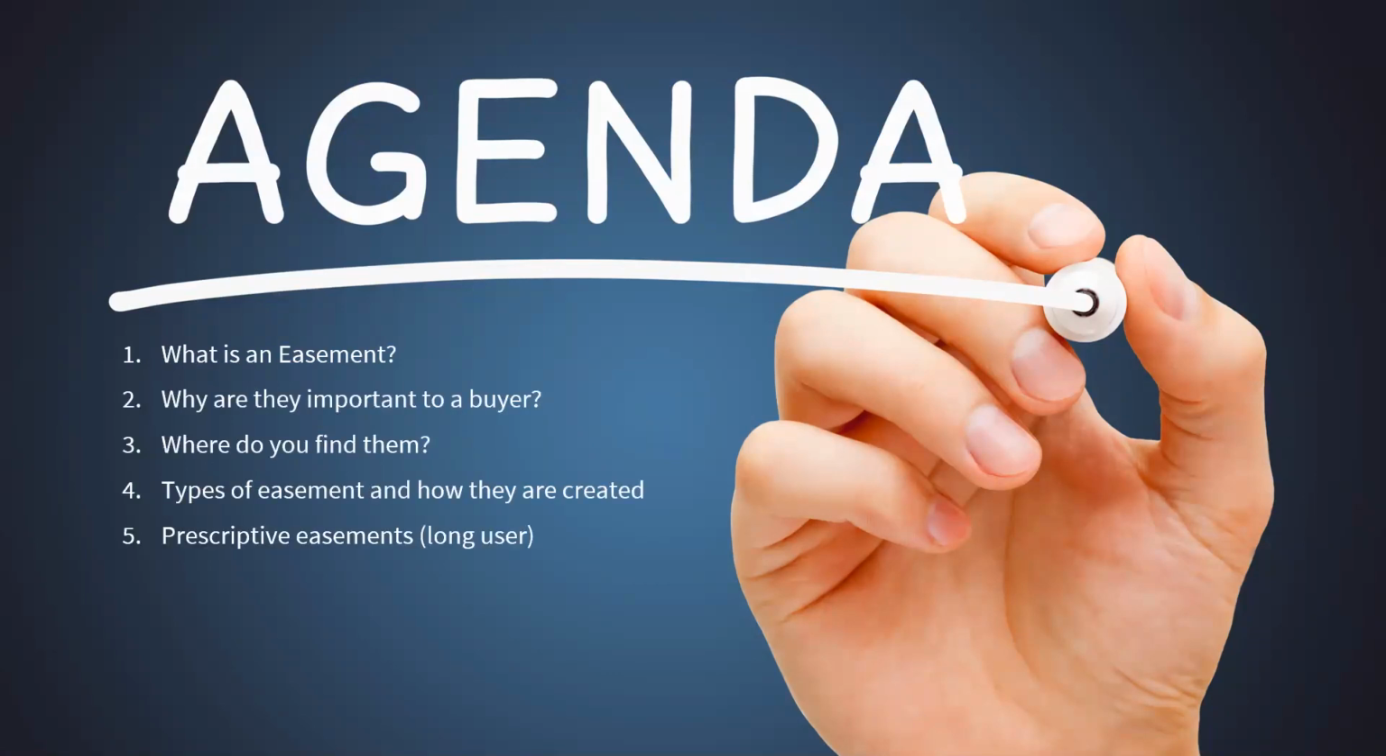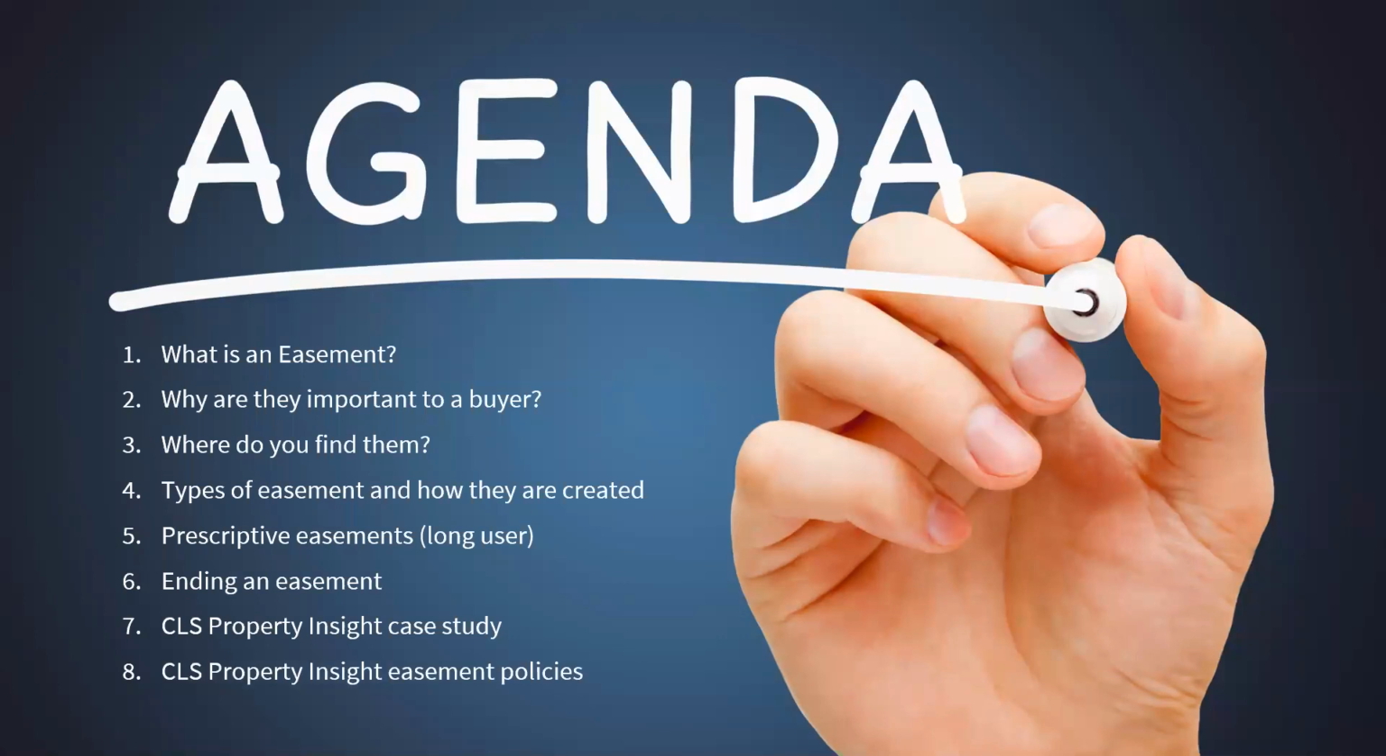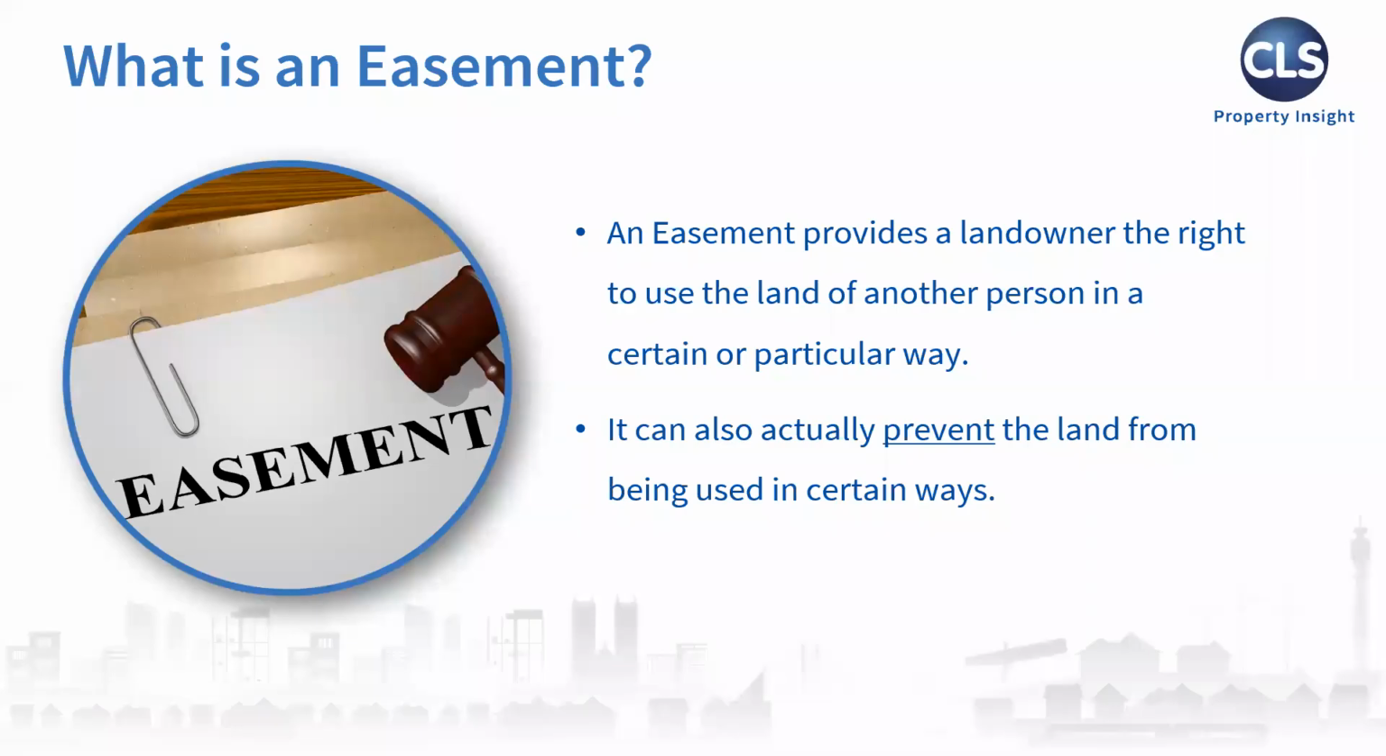And for this webinar, we'll have a particular focus on the sometimes tricky topic of prescriptive easements or long user rights. We'll consider how easements can be ended, and we'll look at a couple of real-life case studies where CLS insurance was used to resolve an easement-related issue. And there'll be a brief run-through of the CLS easement policies that are available online with InfoTrack and how they protect your buyer. So, without further ado, what is an easement?